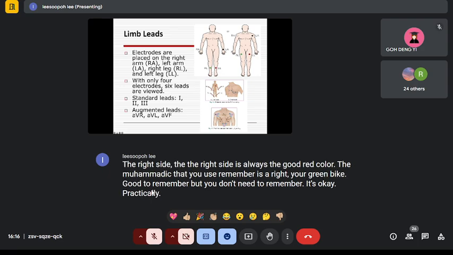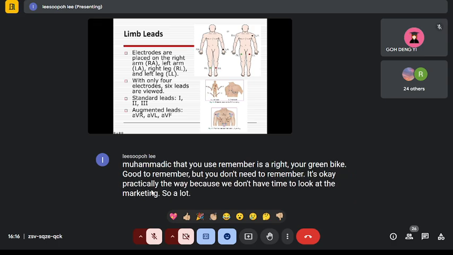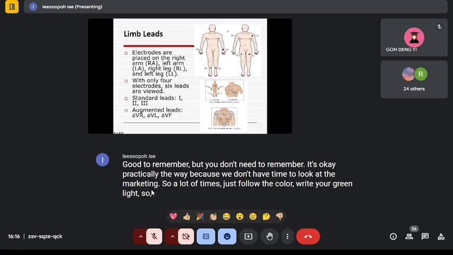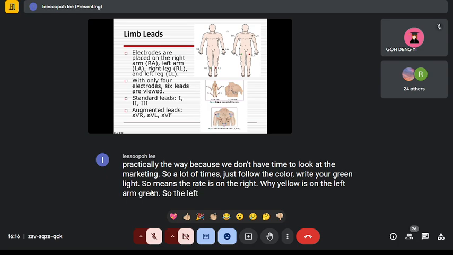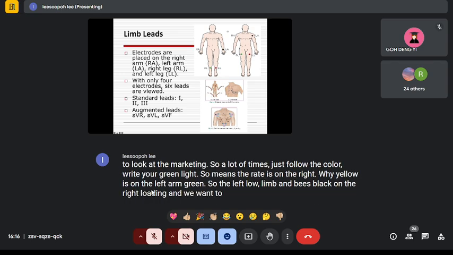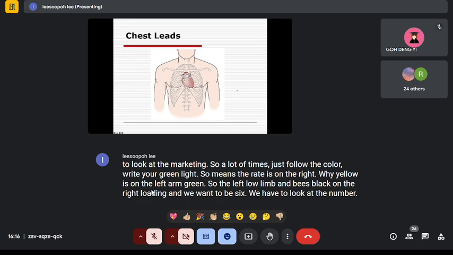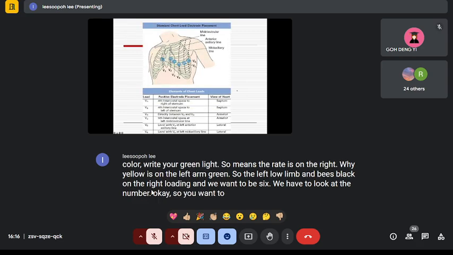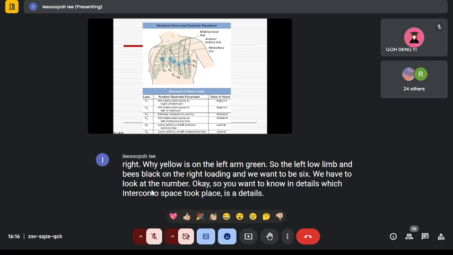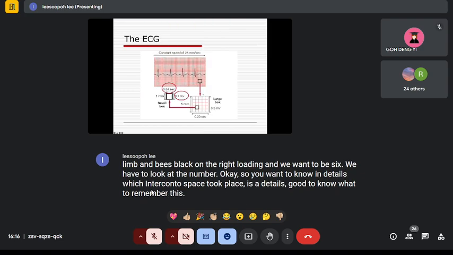Practically, we don't have time to look at the marking, so a lot of the time we just follow the color. Ride your green bike means the red is on the right arm, yellow is on the left arm, green is on the left lower limb, and black is on the right lower limb. Then for V1 to V6, we have to look at the number. If you want to know in detail which intercostal space to place them, these are details, good to know.